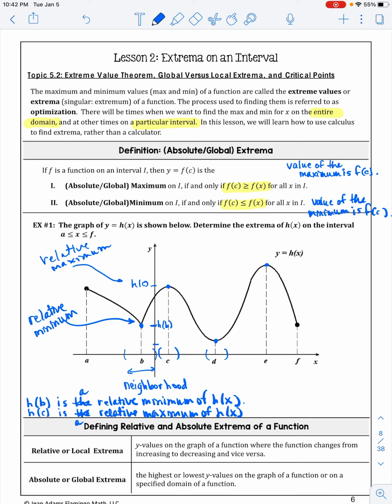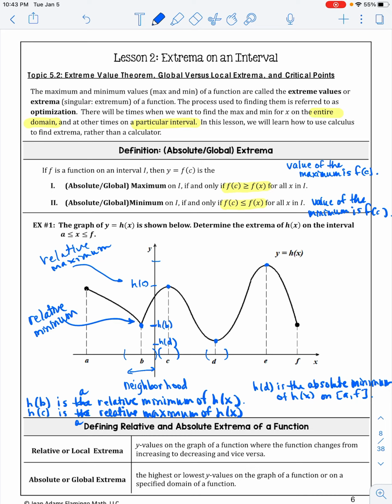So in the neighborhood, h of d here is your minimum. So it could be considered a relative minimum, but when you're looking at it, you realize that more precisely, h of d is the absolute minimum on the interval from a to f. So you would say that h of d is the absolute minimum of h of x on af, right?